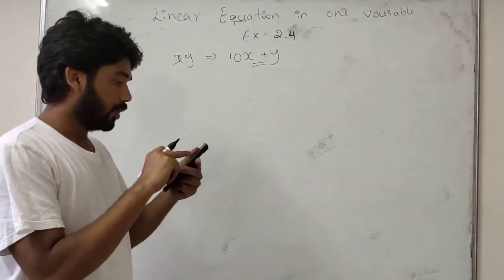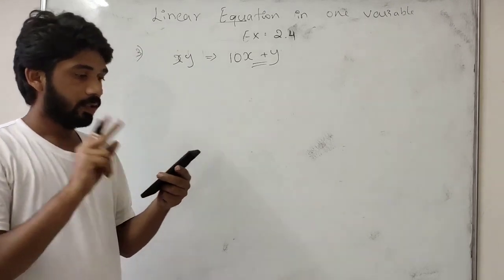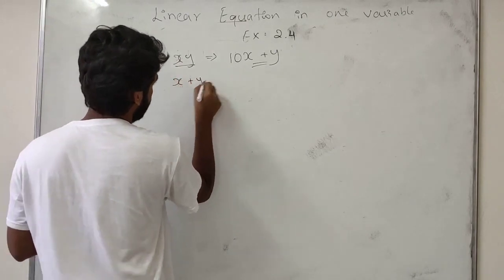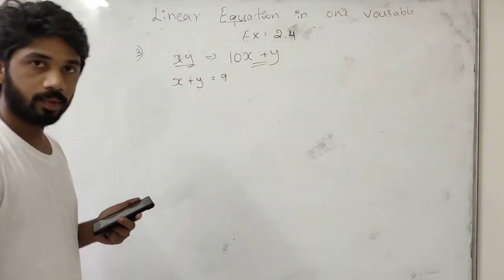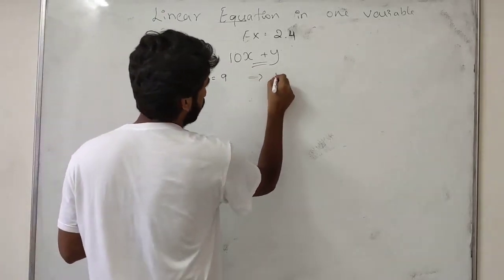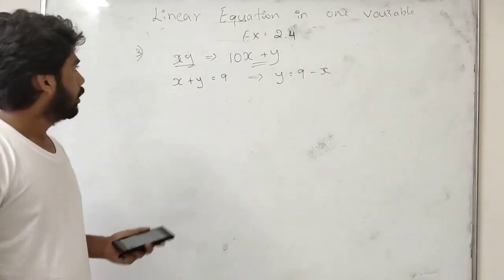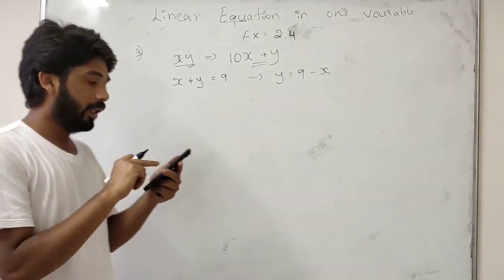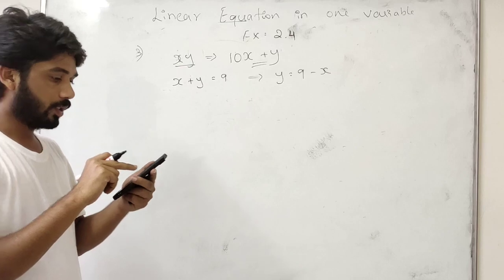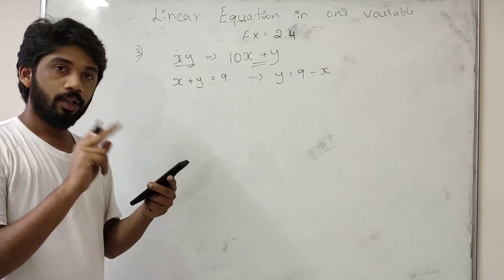Now the question says the sum of the digits of a 2-digit number is 9. So I will write x plus y is equal to 9. The first number is x, so the y value will be 9 minus x. When we interchange the digits, it is found that the resultant new number is greater than the original number by 27.